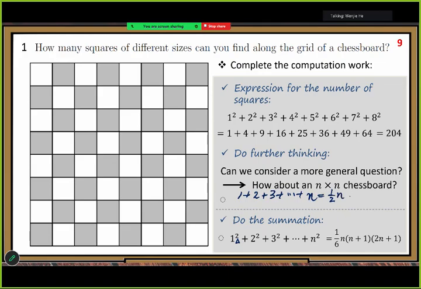1/2 times m plus 1. The first summation formula. Second summation formula, this one. Third, there is another summation formula: the summation of consecutive cubes.